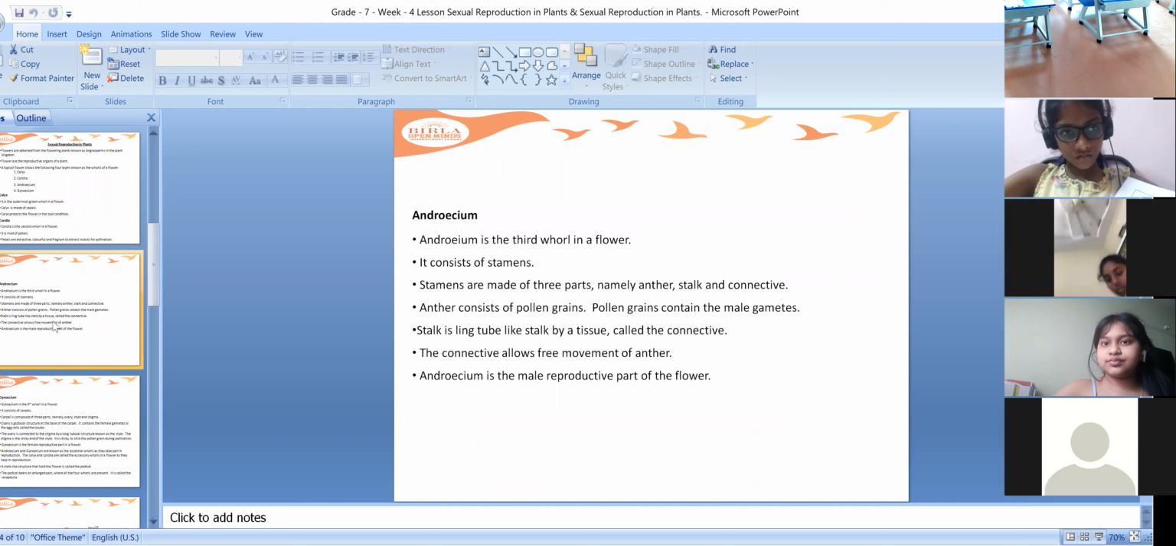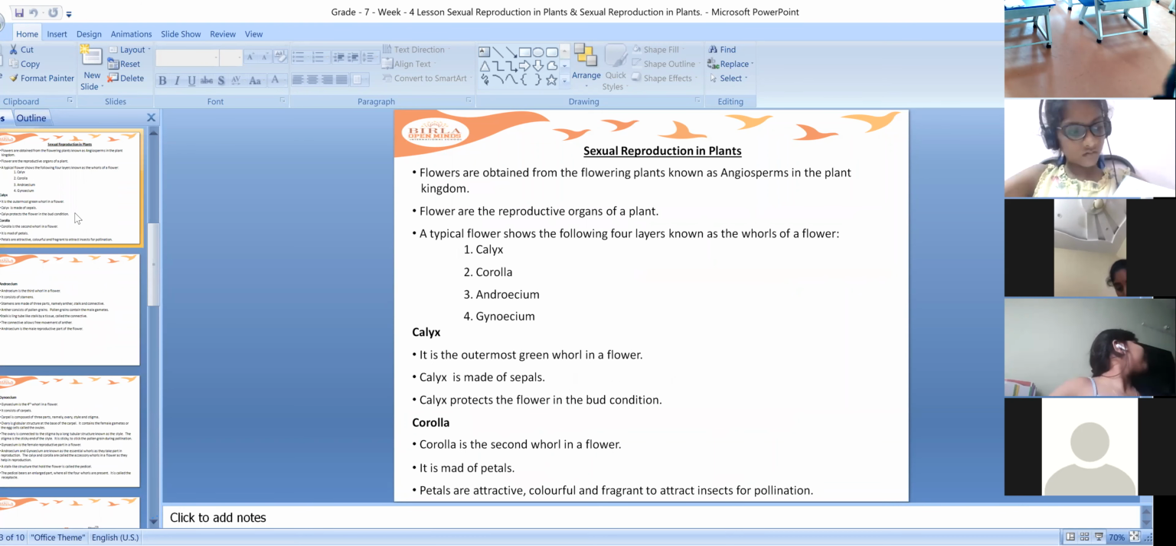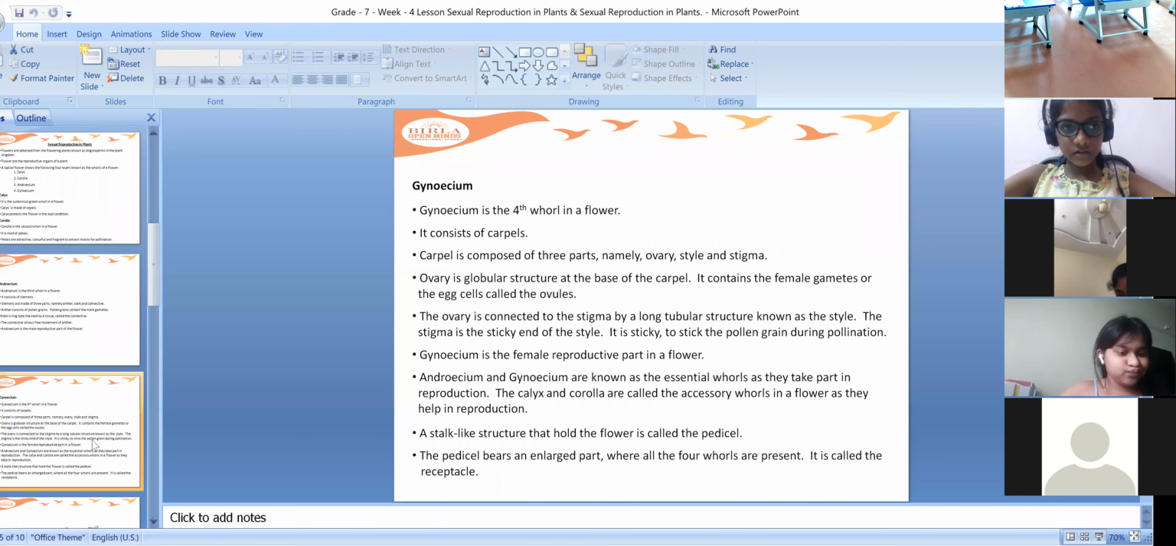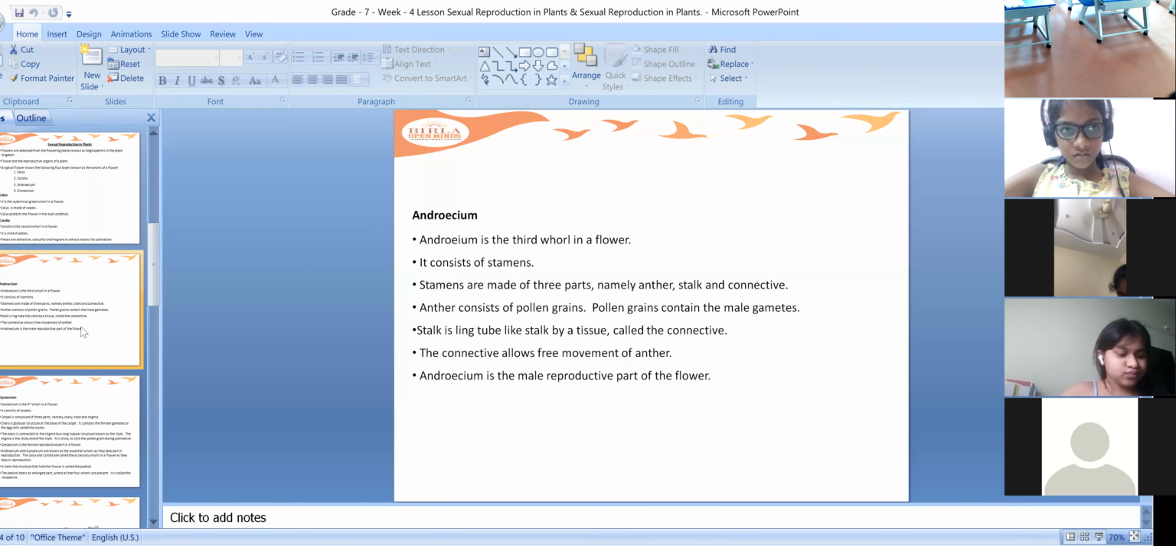So we'll see the different parts. We have seen calyx, corolla, and now we'll see androecium and gynoecium. These are the parts of a flower. Androecium first. Androecium is the third whorl in a flower.